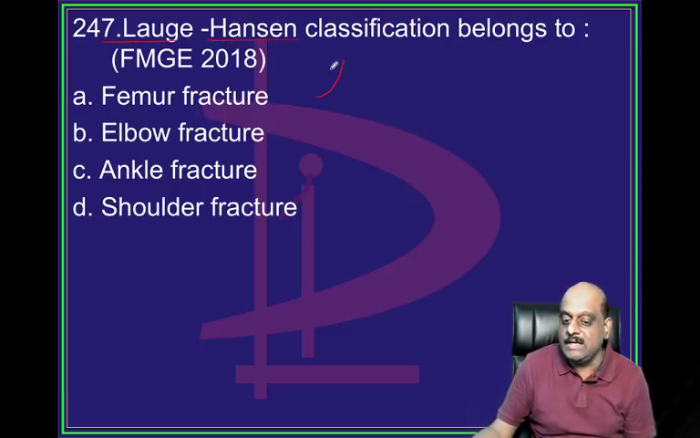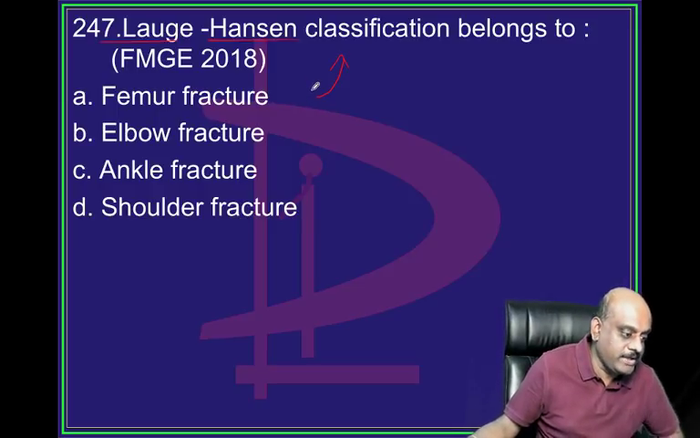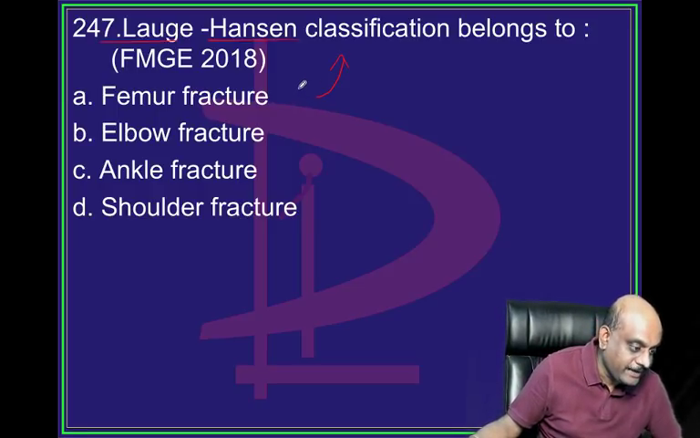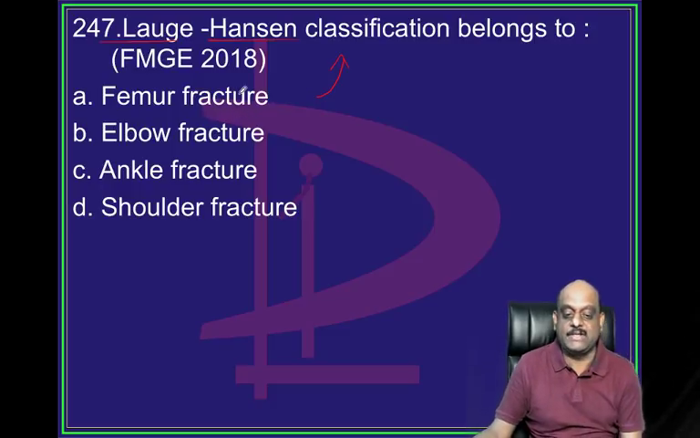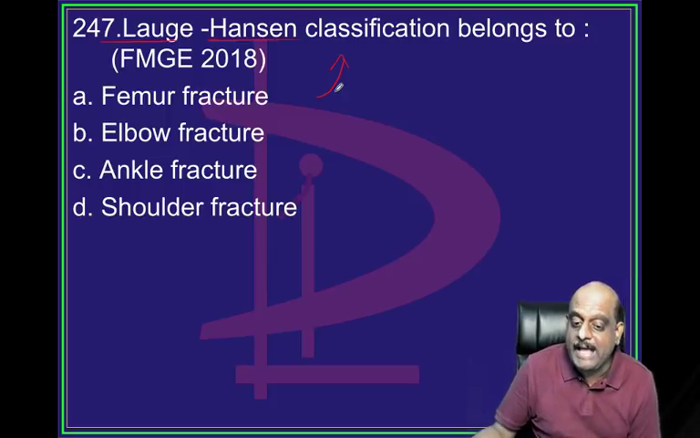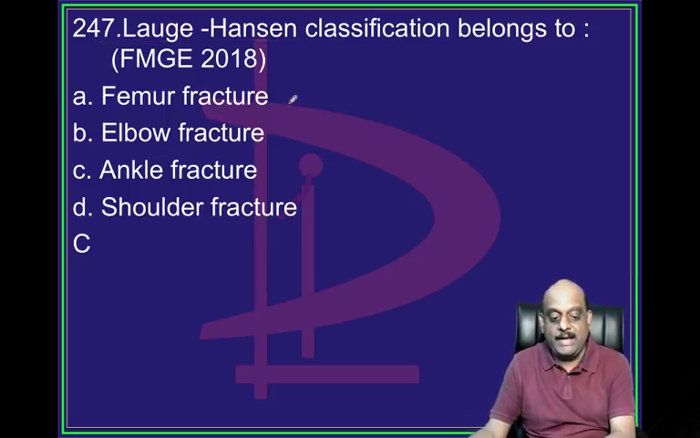Lauge-Hansen classification. What is it, doc? Right. Shweta rightly reminds: electric bulb and empty glenoid. Correct. So Lauge-Hansen classification, where is it used?